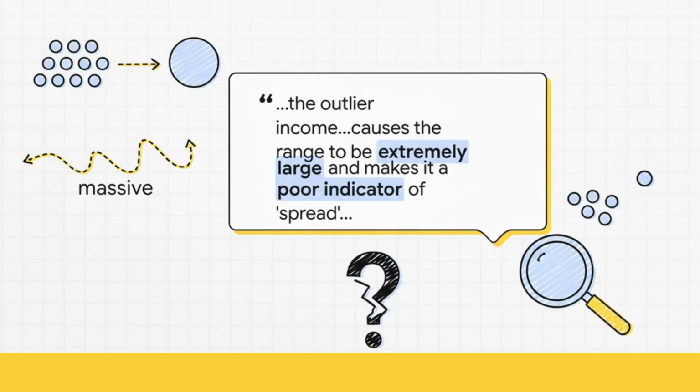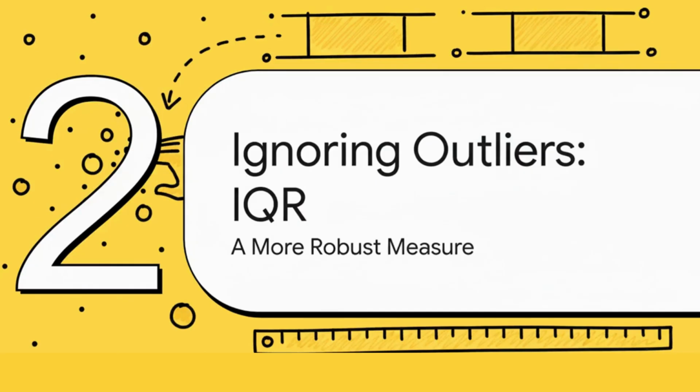And this is what the source material just nails. That one single outlier creates this massive range of almost $2.5 million. That tells us nothing useful about the spread for the other 9 people, right? In statistics, we'd say the range isn't robust. One weird number can totally break it. So what do we do? We need a tool that can basically just ignore those crazy outliers and give us a more honest look at the typical spread.